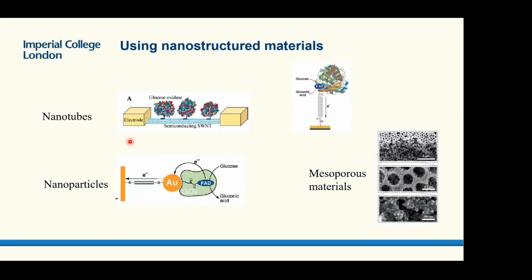I will not touch so much on these examples of nanostructures. Mainly, I will give some examples of the mesoporous material towards the end, but I will mainly focus on the use of self-assembled monolayers and metal surfaces.